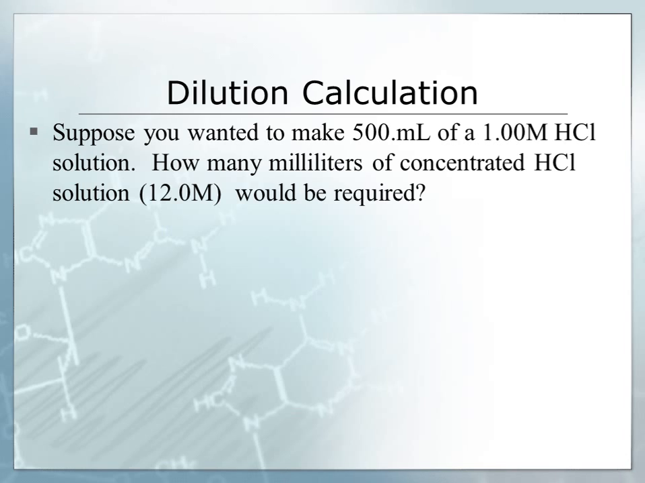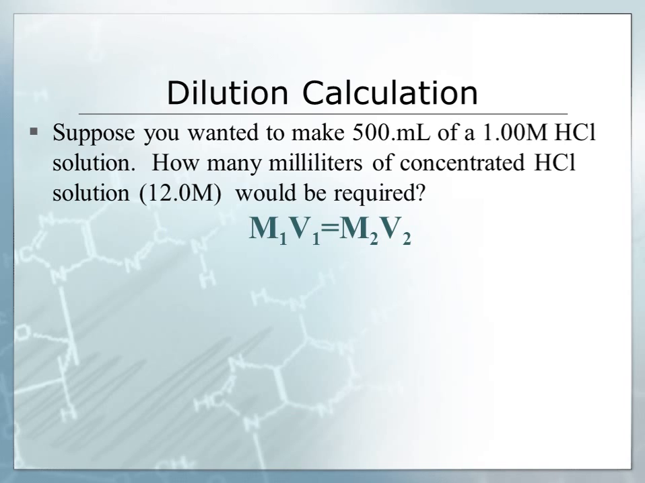One of the most frequently used ways to use this dilution idea is in the creation of a certain concentration of solution in a certain amount. This is something you would frequently do for an experiment or for research. You need a certain solution of a certain concentration in a certain quantity. So this example here is a classic example of how we would use dilution. Suppose you wanted to make 500 milliliters of a 1 molar hydrochloric acid solution. How many milliliters of concentrated hydrochloric acid solution, which has a concentration of 12 molar, would be required?